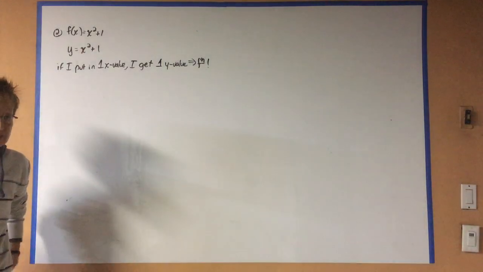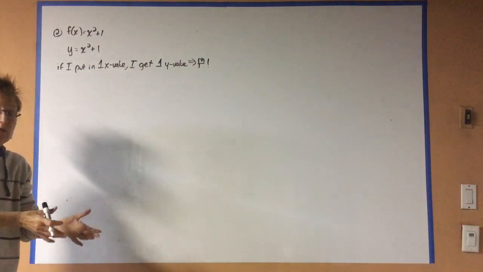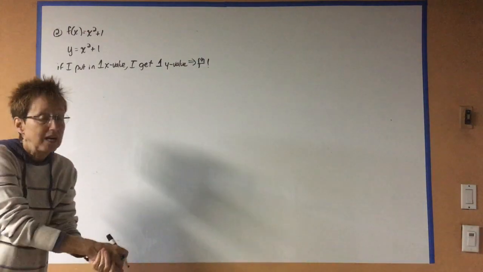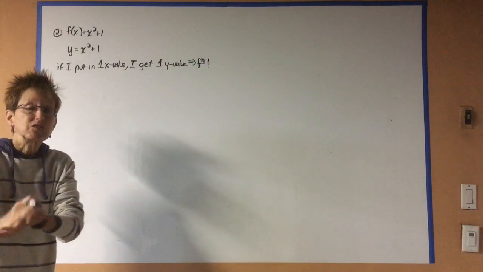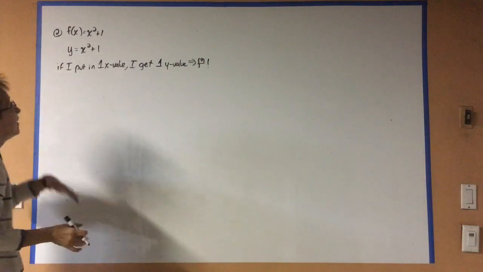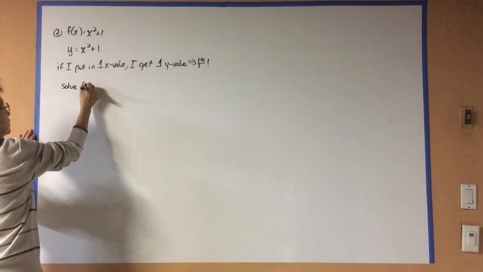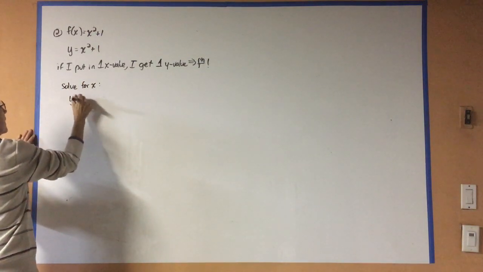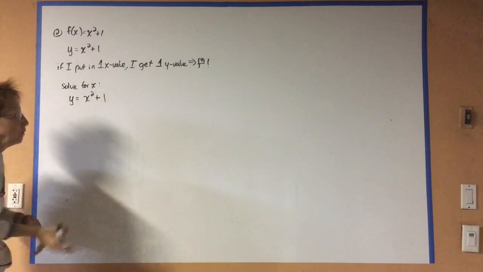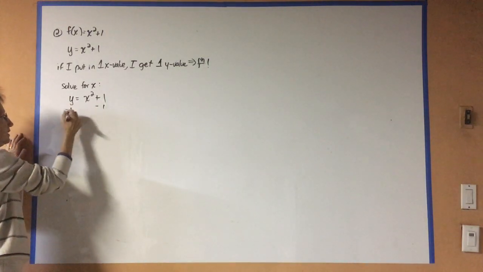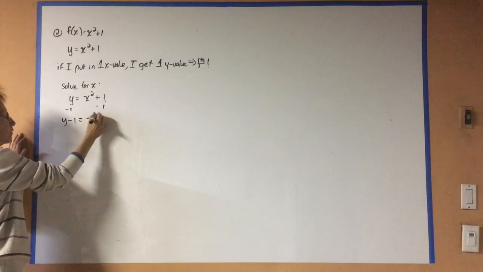That's what the question is, which means I now have to test it in reverse. So to test it in reverse, in other words, I want to put in a y value and see how many answers I'll get for x when I do that. That means I need to take this and solve it for x. So y equals x squared plus 1. I'll subtract 1 from both sides. I get y minus 1 equals x squared.